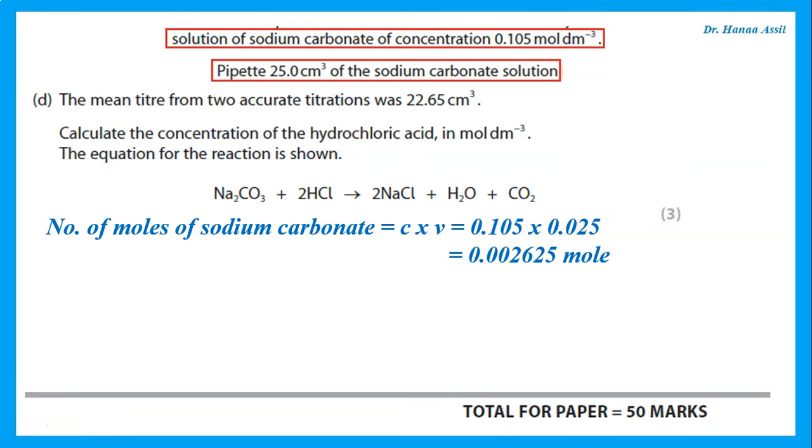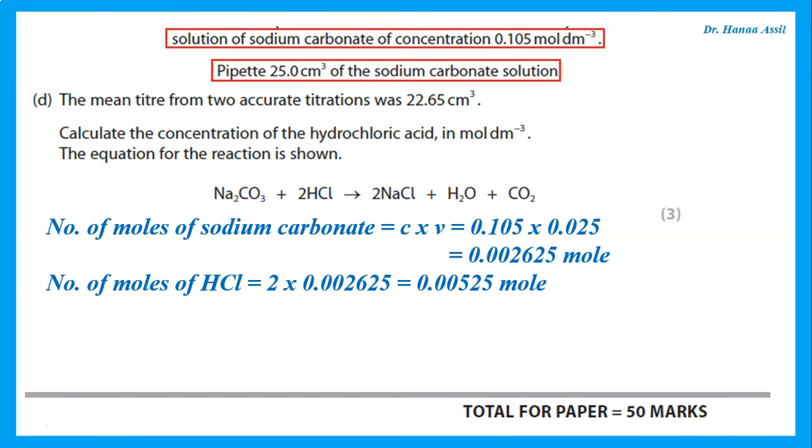Then the next step is look at the equation. What are we trying to determine? We're trying to determine the HCl. So the equation says 1 mole of sodium carbonate reacts with 2 moles of HCl. That means the number of moles of HCl have to be twice the sodium carbonate. So if I have this number of moles, then the number of moles of HCl is twice of that. So that's number of moles of HCl.